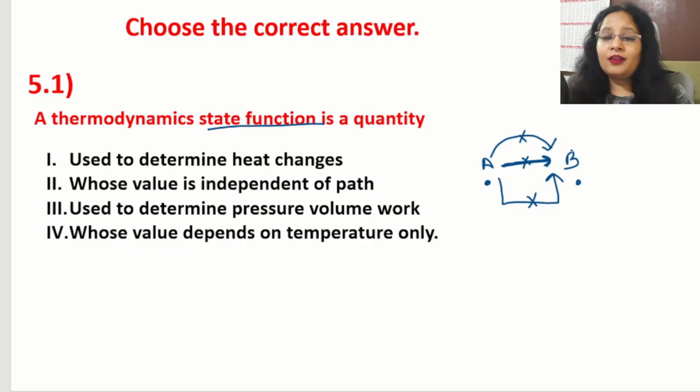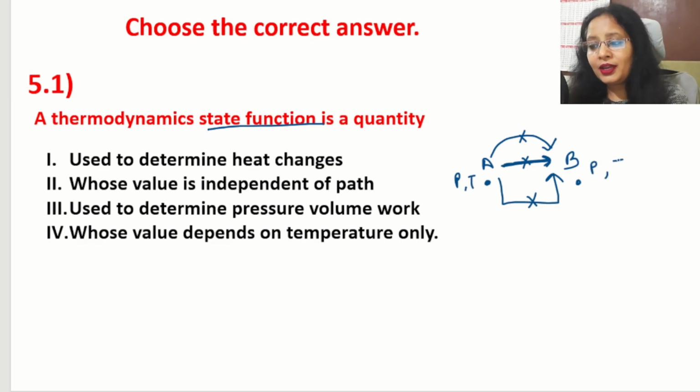If we change the path, meaning if we do the reaction in a different way, the pressure and temperature won't change. Whatever P and T we have here should be the same P and T on the final side. So understand, a state function only depends on the state, not on the path. From here, check the options.